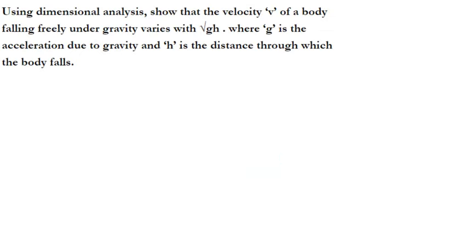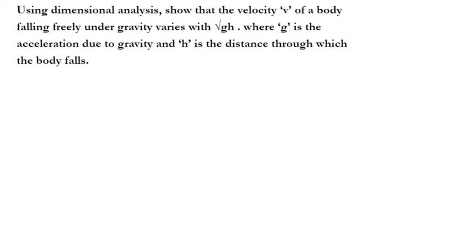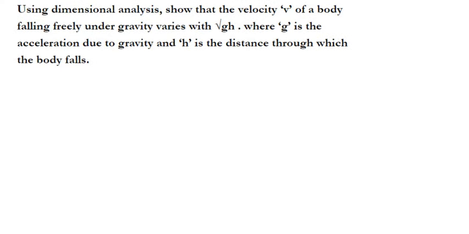So the last question is: using dimension analysis, show that the velocity v of a body falling freely under the gravity varies with the square root of g times h, where g is the acceleration due to gravity and h is the distance through which the body falls. So we have been told that we should show using dimension analysis that v can be given by the square root of gh, like that. How do you show? This is what we are going to do.